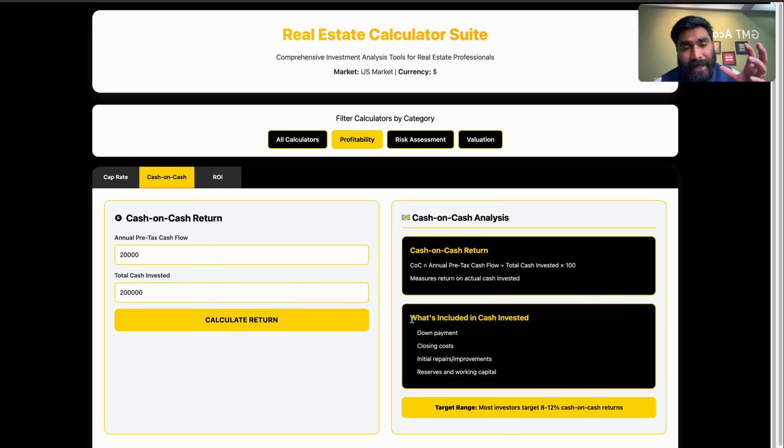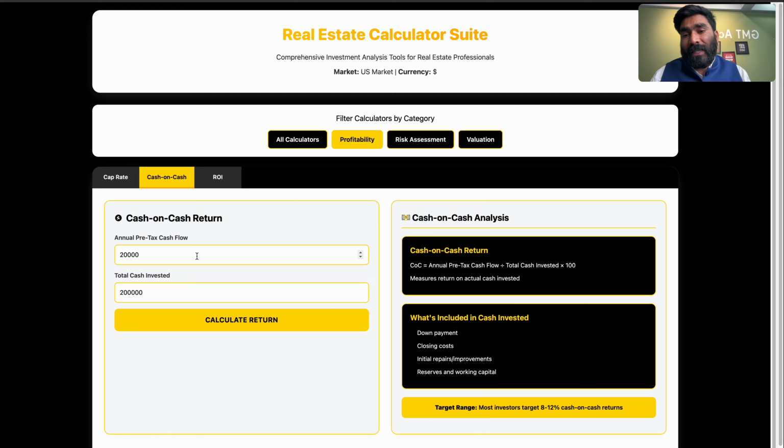Then what's included in cash invested? Down payment, closing cost, initial repairs and improvements, and reserve and working capital. All four components will be included in the cash invested part. Let's say you purchase one property, and at the initial level you paid a down payment of maybe 10%, then you paid the remaining value, and you also invested money for improvement or maintenance and other things. That all comes under the cash invested part.